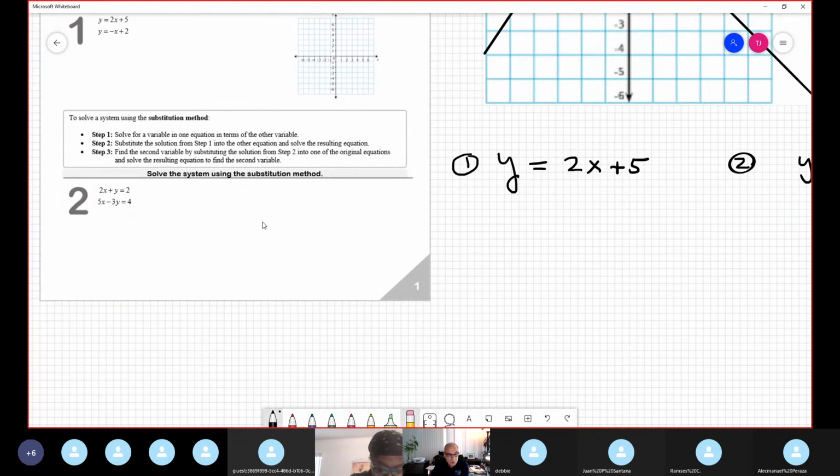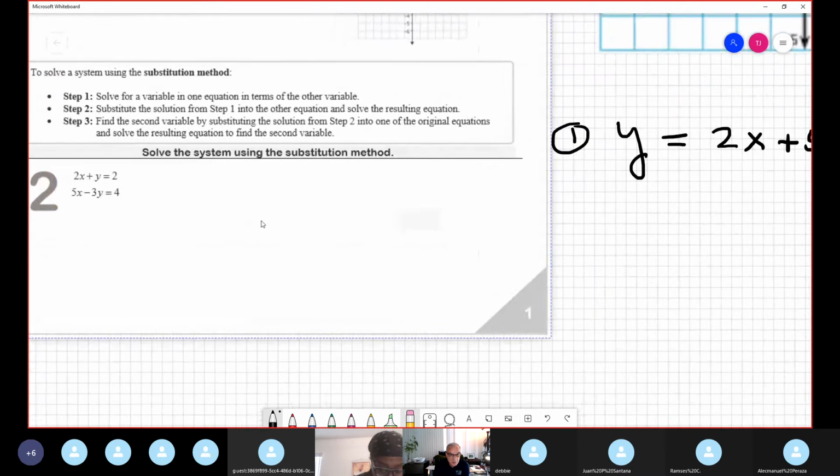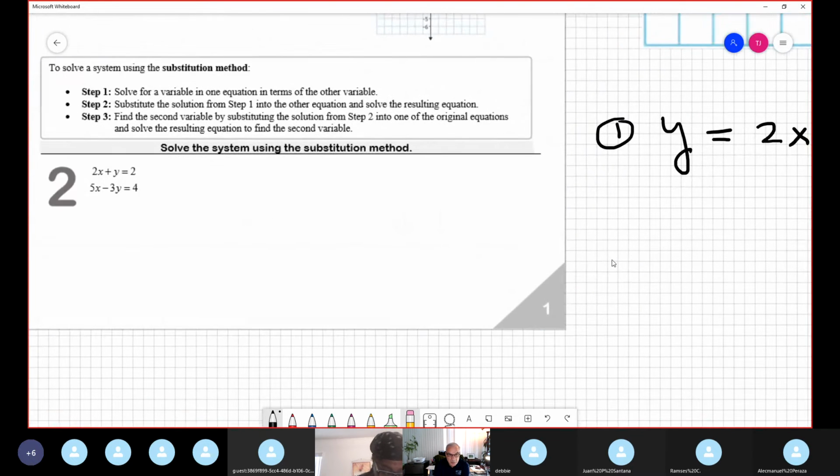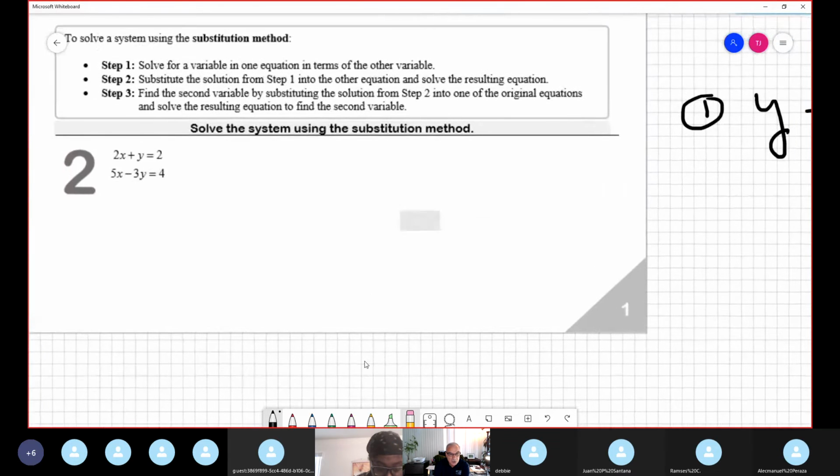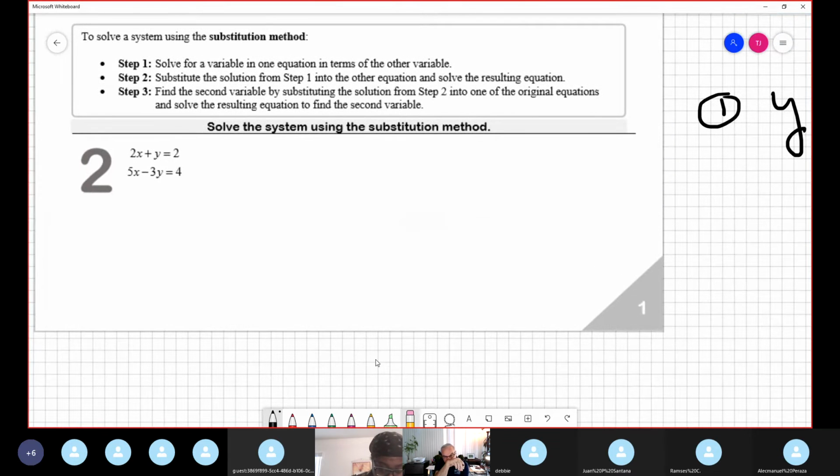In example two, we have two equations. Let me write here: 2x plus y equals 2, equation number 1, and 5x minus 3y equals 4, equation number 2. Solve it by substitution. But I remember that the professor explained to me that substitution is good only when there is at least one variable whose coefficient is 1 or negative 1. So I detect here that for y, the coefficient is positive 1. I solve for y in the first equation.